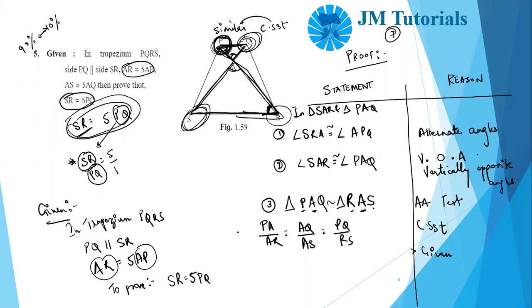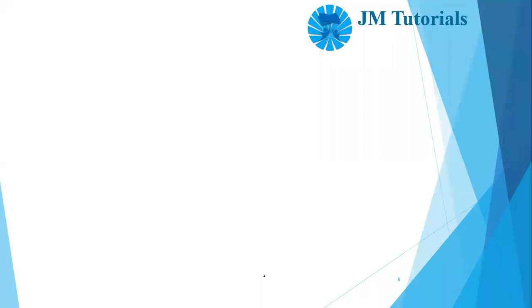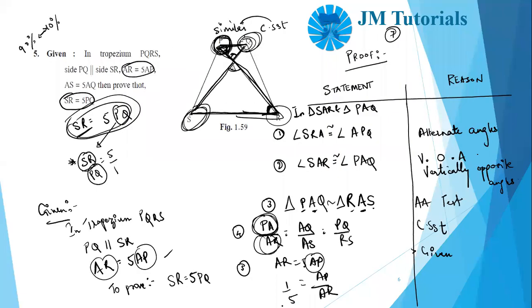Now see, this is your fourth step. Now your fifth step. See, I'll take this: AR is equal to 5 AP. Now you want AP on top. AP is on top, AR is down. So you keep AP here only, and take AR down. So that becomes 1 by 5. Correct? Now what do you want? You want SR and you want PQ. SR and PQ is over here.